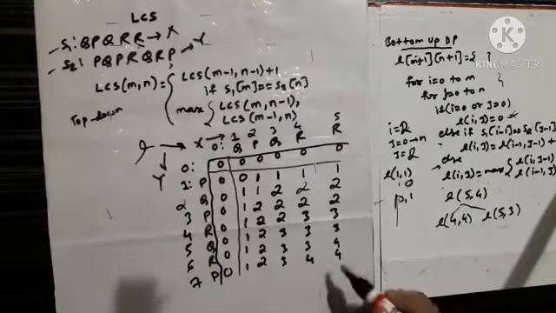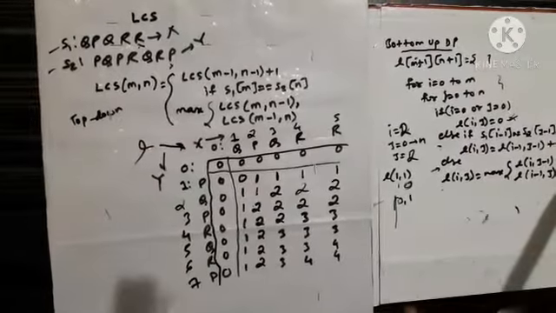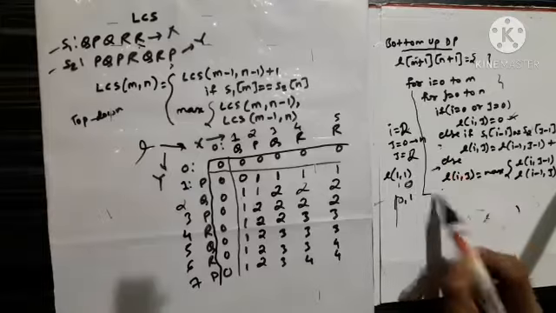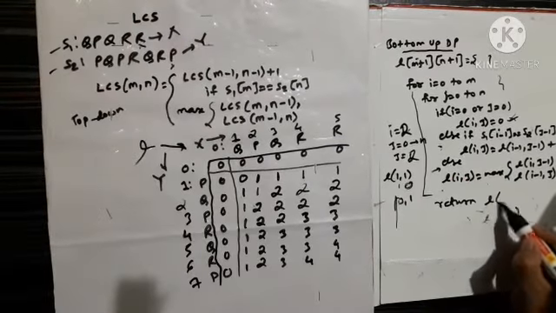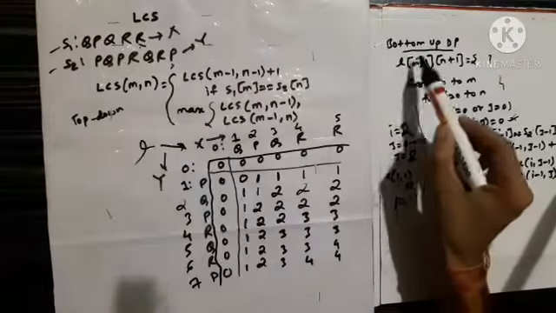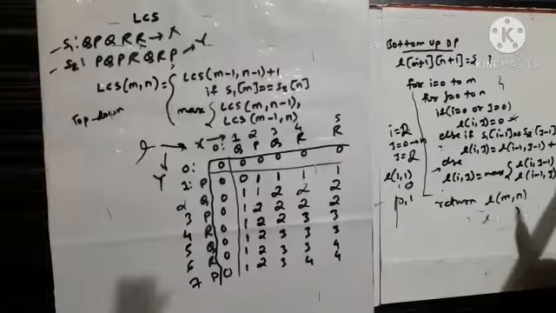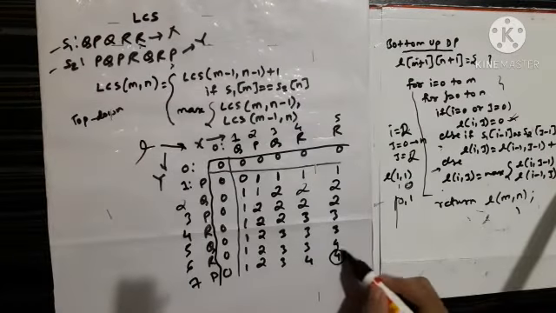Okay, so the last index. After this for loop has ended, you have to return whatever value L has at m, n. Basically this is a 2D matrix. Okay, you have to write in this fashion. I'm just simply writing it. You have to return this value, so we have to return 4.